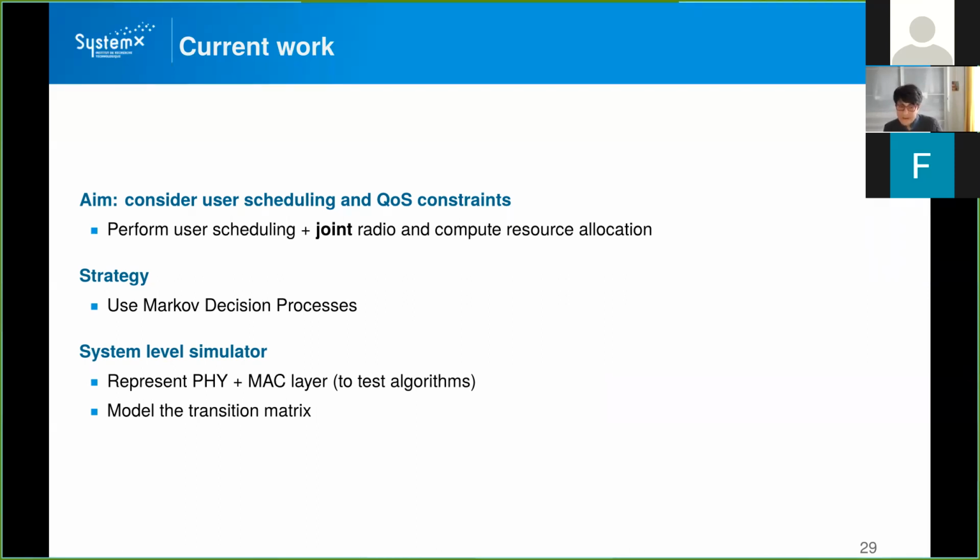And so far, we are working in a system level simulator, because first we need to have a representation of what happens at PHY and MAC, which is small enough and that we can use in simulation to test our strategies. And then we need to use this to model the transition matrix in our Markovian process. So this is what we are working on now with Madi and Zahar. And it's not done yet, so maybe we will have the chance to discuss it another time in the future.